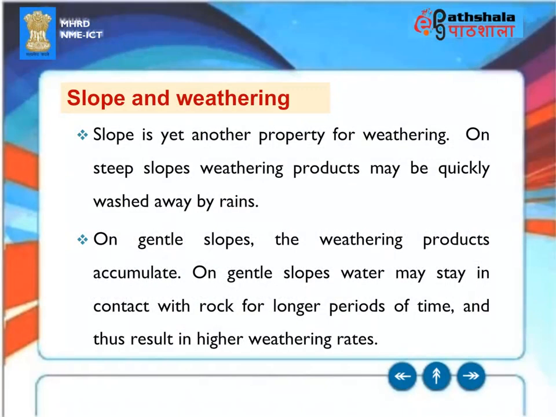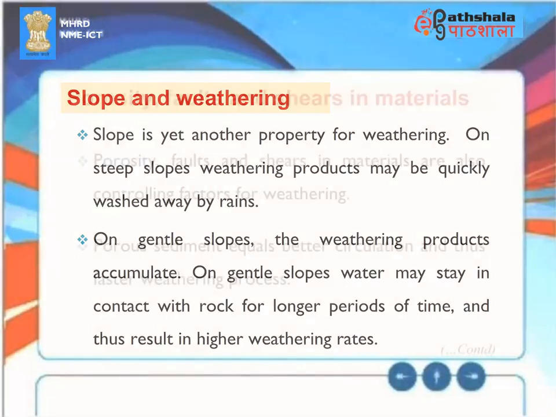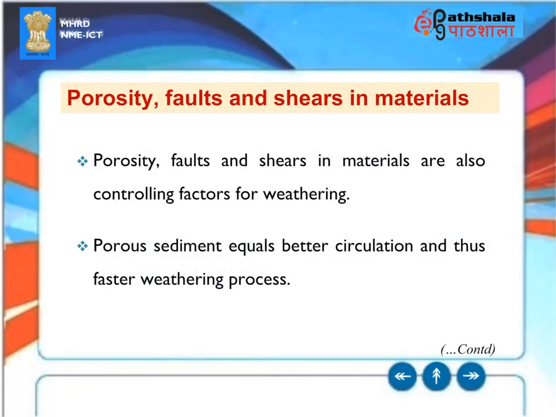Slope and weathering. Slope is yet another property for weathering. On steep slopes, weathering products may be quickly washed away by rains. On gentle slopes, the weathering products accumulate. On gentle slopes, water may stay in contact with rock for longer periods of time and thus result in higher weathering rates. Porosity, faults, and shears in materials are also controlling factors for weathering.